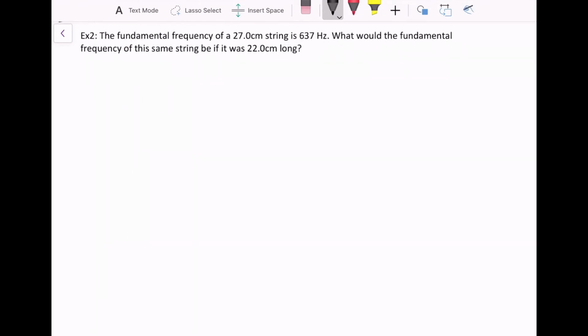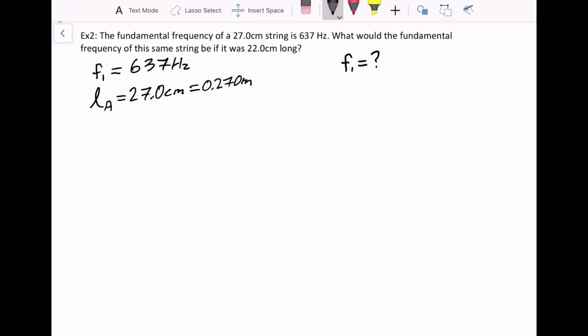All right, second example here. We've got a fundamental frequency of a string, so we'll call it F1, is equal to 637 hertz. And the length of this string is 27 centimeters. We'll call this length A, because we've got 2 different lengths here that we're dealing with, 27.0 centimeters or 0.270 meters. And we want to figure out what the fundamental frequency would be if the same string was 22 centimeters long instead. So again, we'll write this as 0.220 meters.